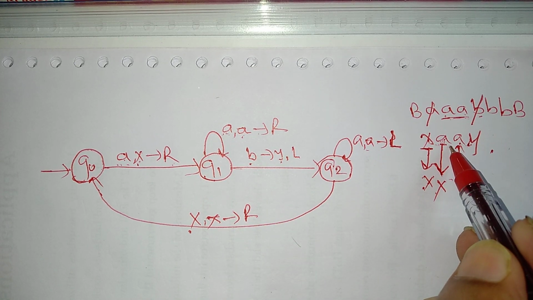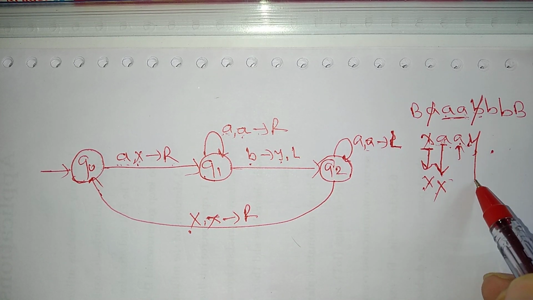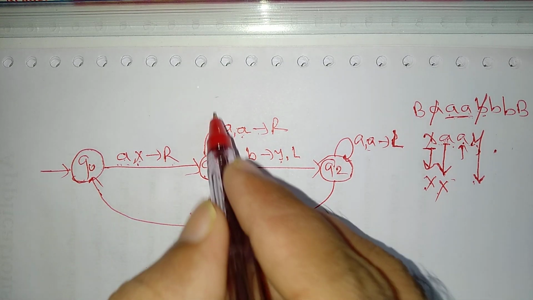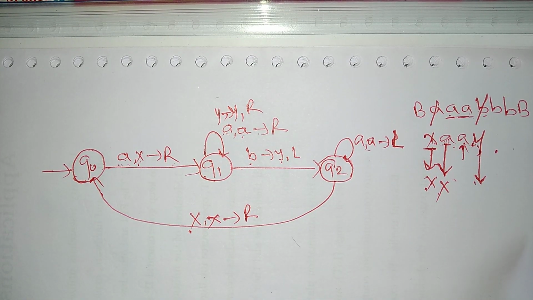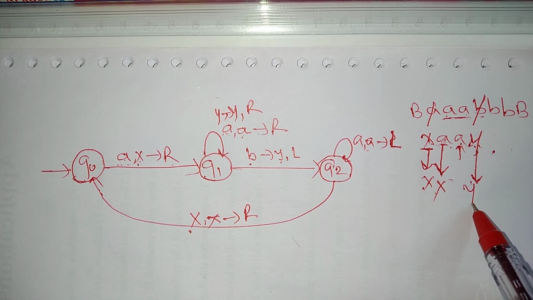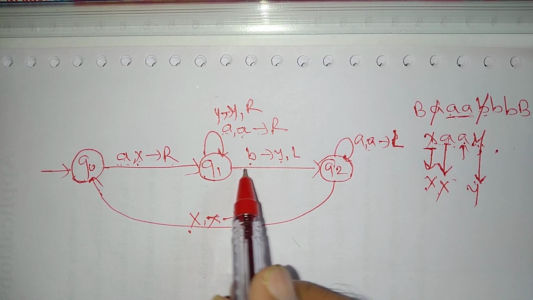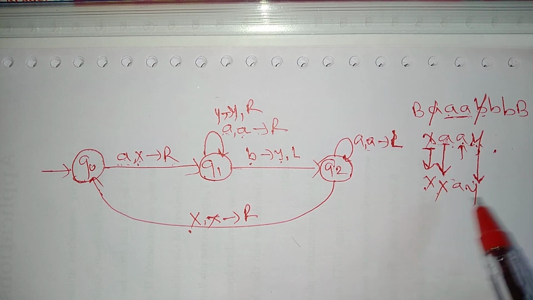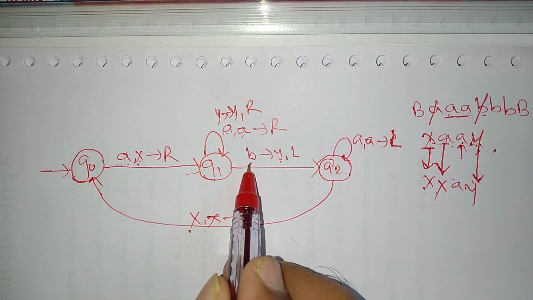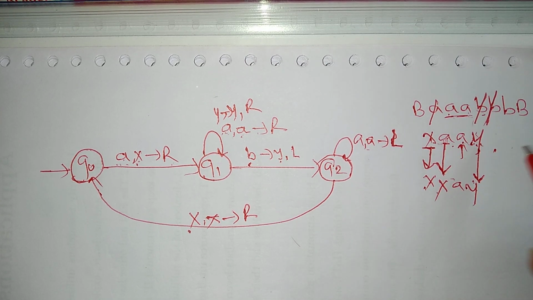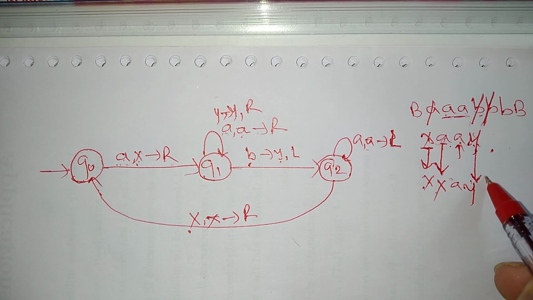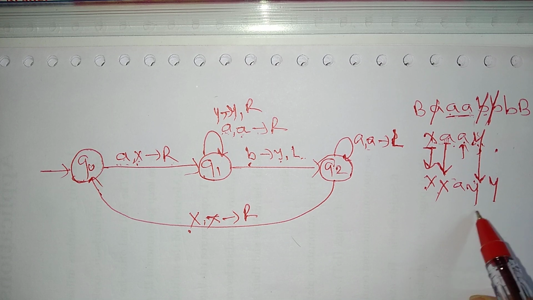a, I am going to skip. Now check, the input is y. For y, what am I going to write? y replaced with y, go to right side. y replaced with y, go to right side. When will it stop? It will stop whenever first b occurs. First b occurs, it will replace with y, and it will go to left side.